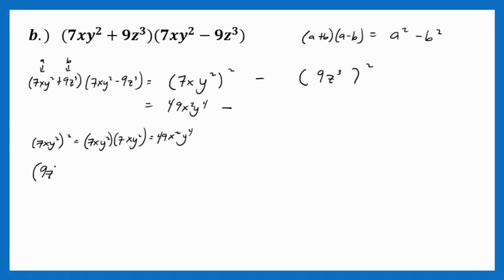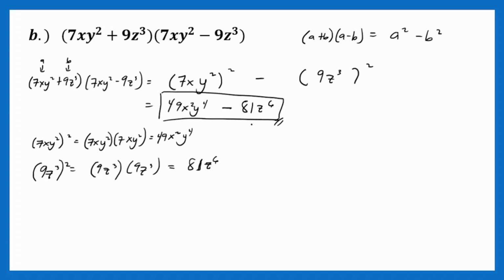Last. 9z cubed squared. So, 9z cubed times 9z cubed. 9 times 9 is 81. Z cubed times z cubed, plus lang natin. Z raised to 6. Okay? So, we have 81, z raised to 6. And this is now the final answer. Tignan ninyo mabuti yung sagot. 49x squared y raised to 4 minus 81z raised to 6. That's the final answer for letter B. So, let me know kung nakuha mang tamang sagot for letter B para makongratulate kita. Okay? So, let me show you yung shortcut.